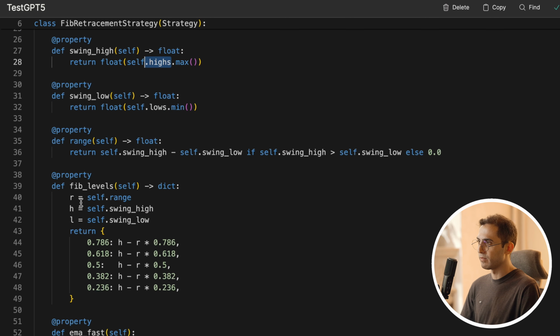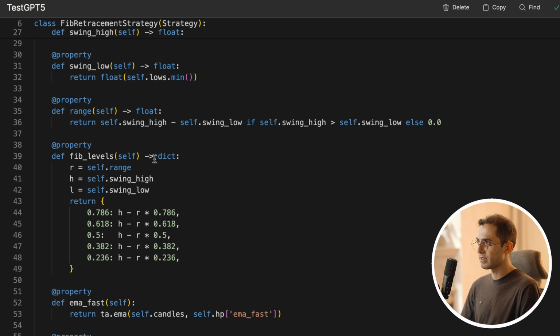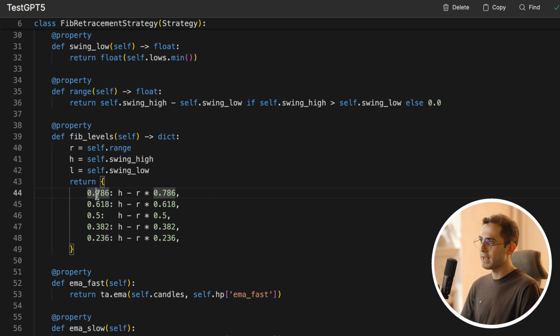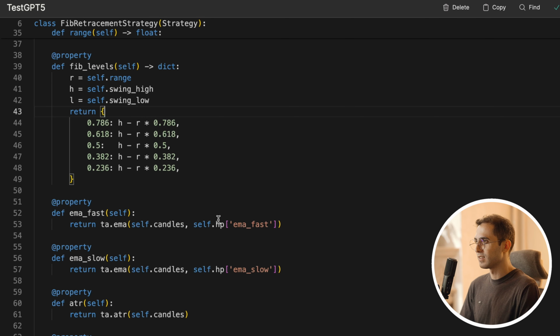It defined the fib levels as range equals self.range, h equals self.swing_high, l equals swing_low, and then the magical numbers of Fibonacci. This is also really interesting syntax, how it is simply returning a dictionary, and then it's saying high minus low multiplied by these numbers. So this is very beautiful and easy to read math.